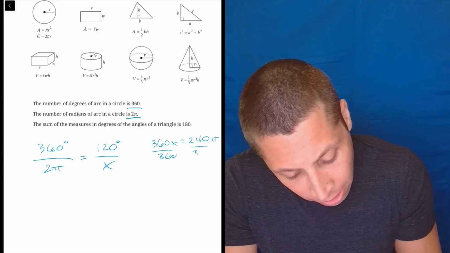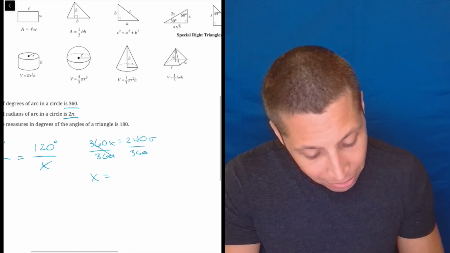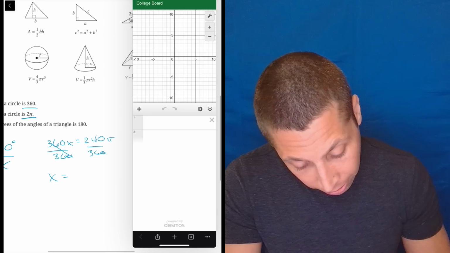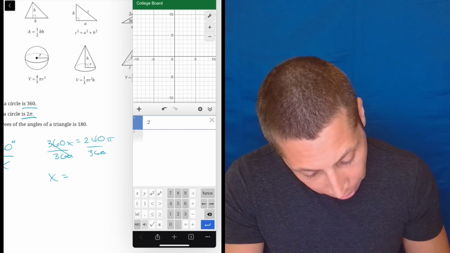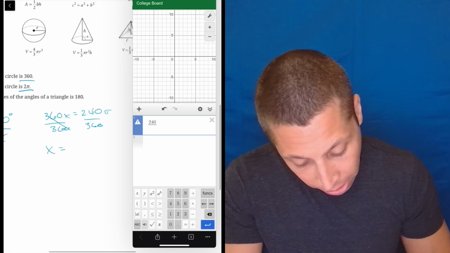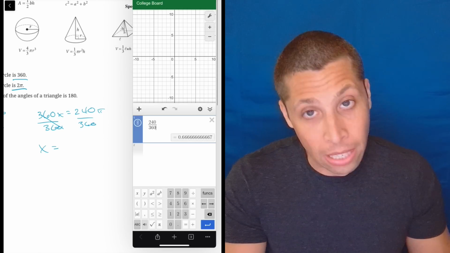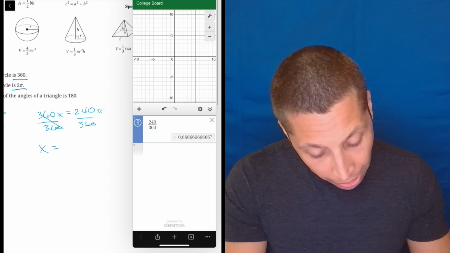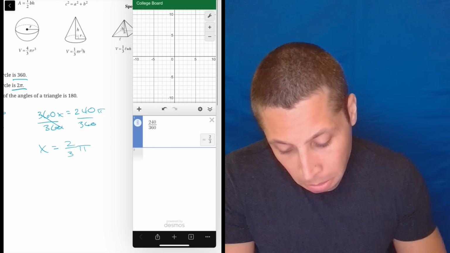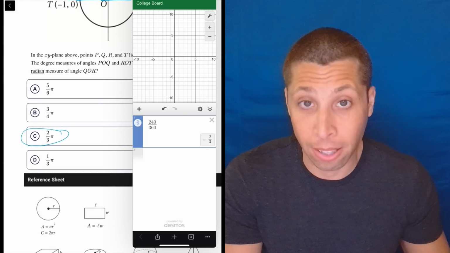Divide by 360, divide by 360. This might be where you want to go to your calculator because 240 over 360, you can simplify that yourself, or you can just let the calculator do it. I don't want to type the pi though. I just want to get the fraction part because the pi you can see is in all the answer choices anyway. So just leave that there. So 240 over 360, it's going to give you a decimal, but you can always hit this button and turn it into a fraction. So that is 2/3 pi. And is that an answer? 2/3 pi, choice C. Done. That's it. That's the whole thing.